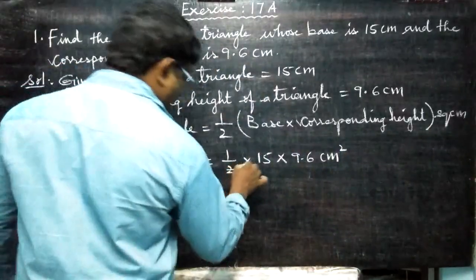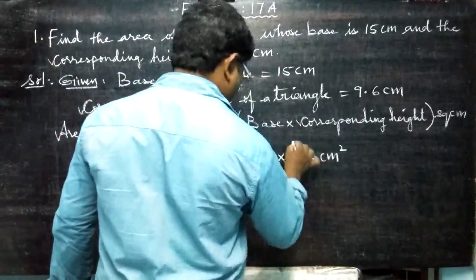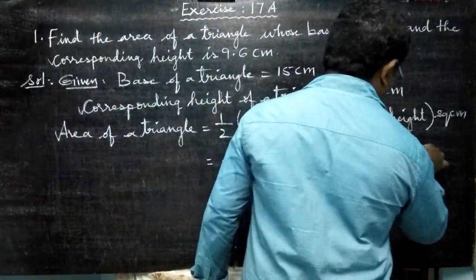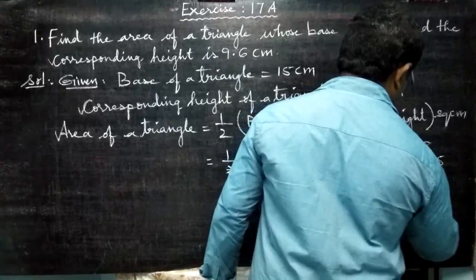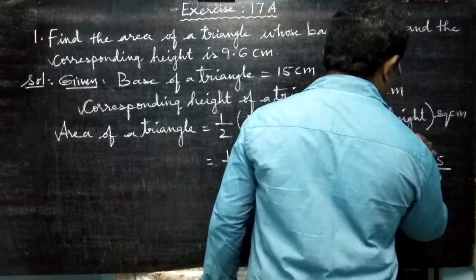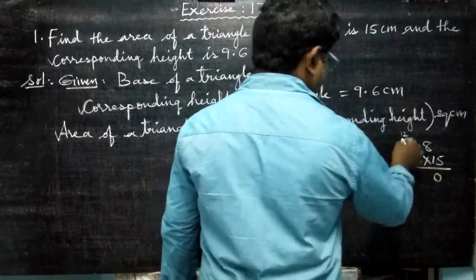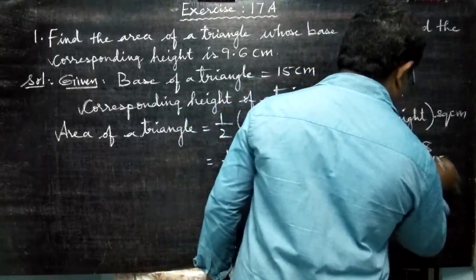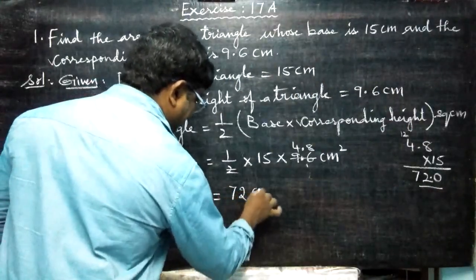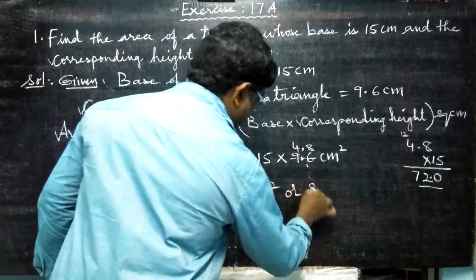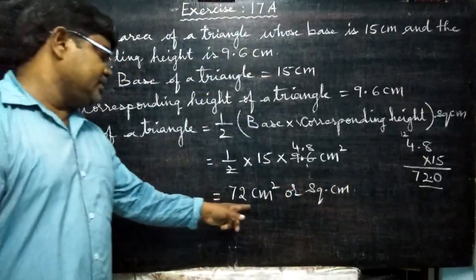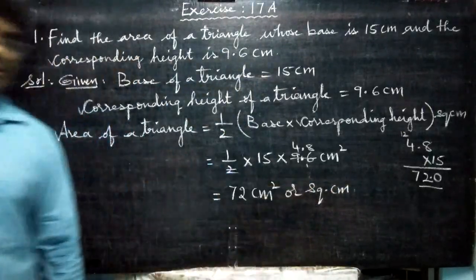Now 2 table: 2 goes here, decimal is there, 2 4s are 8, decimal, 2 8s are 16. Now multiply 4.8 into 15. 15 8s are 120, 0, 12 remaining, 15 6s are 60, 72. So after one decimal digit, the answer is 72 centimeters square, or you can say square centimeters in words. Both mean the same.